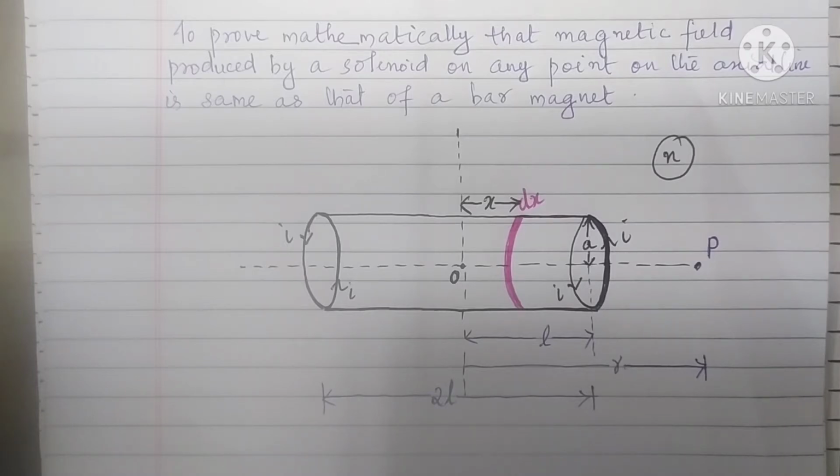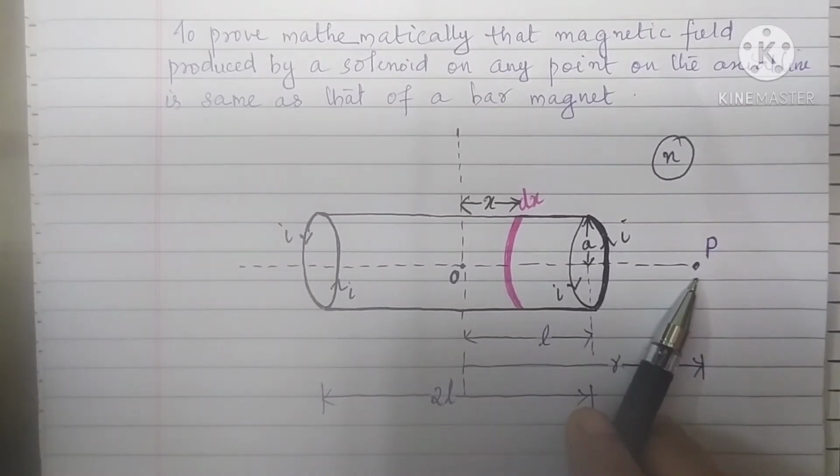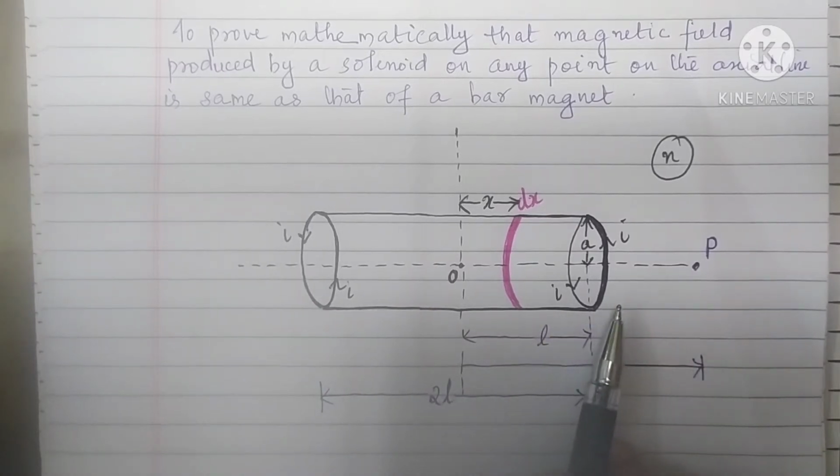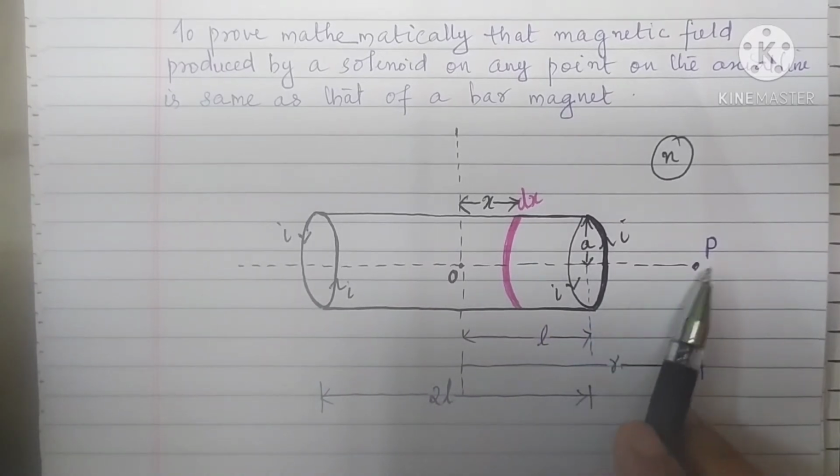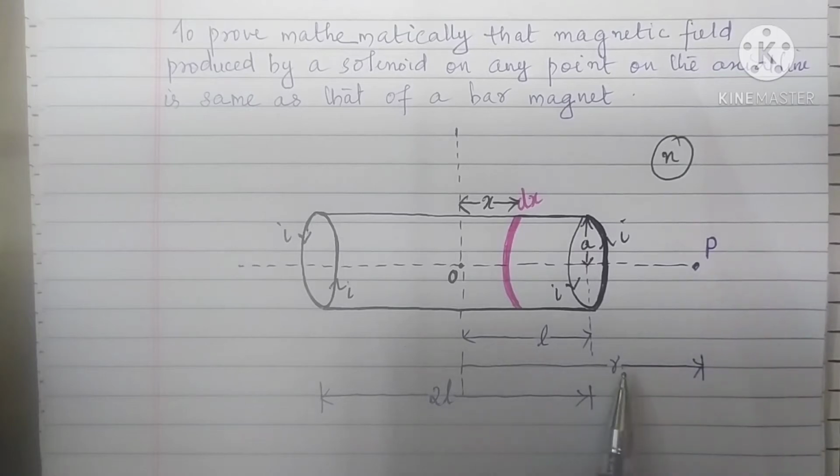Clear? And here, if you are moving a small compass needle in the neighborhood of a bar magnet and a current carrying solenoid, and if you note the deflections in the needle, it will be similar in both the cases. Understood? Now here, I am considering a point P on the axial line of the solenoid. And this P is at a distance R from the center at which the magnetic field is to be calculated.